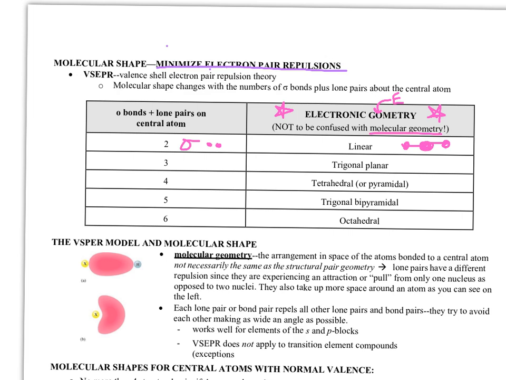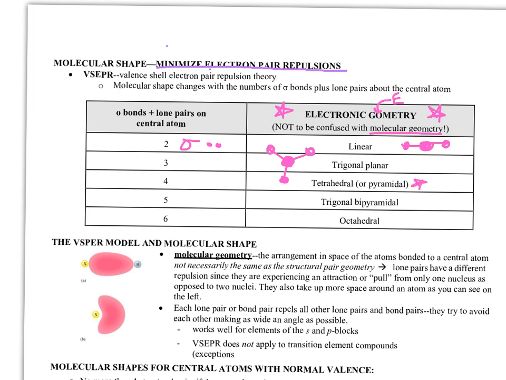If I have three things, either sigma bonds or lone pairs, on my central atom, it's going to be trigonal planar. That would be like an atom with three bonded atoms off of it. It could be an exception like boron, but it could also be something like CO3 where it has a double bonded oxygen. A bent molecule would also work if it only had one lone pair on it.